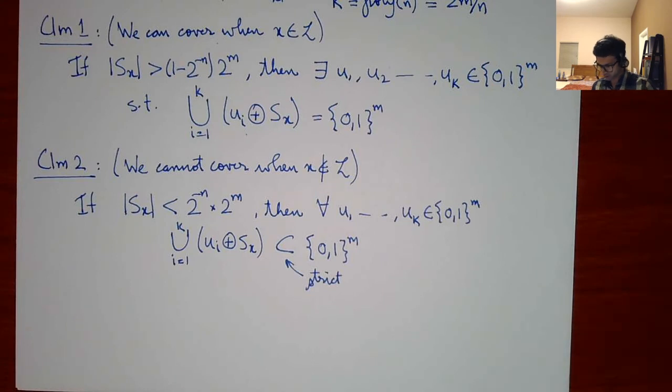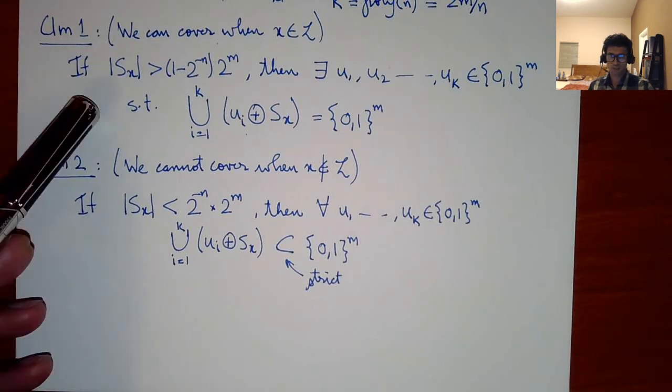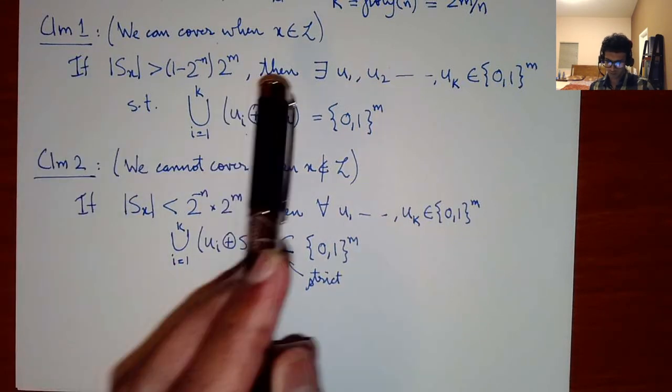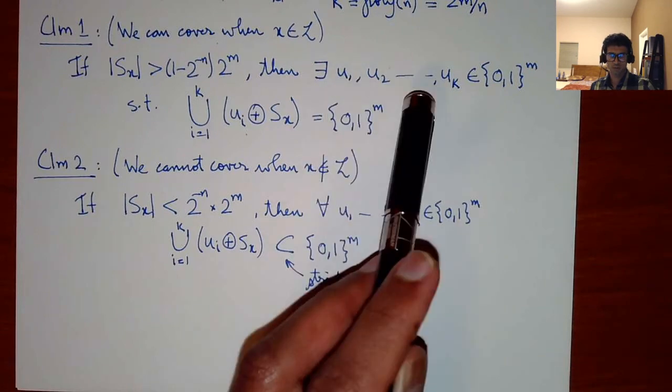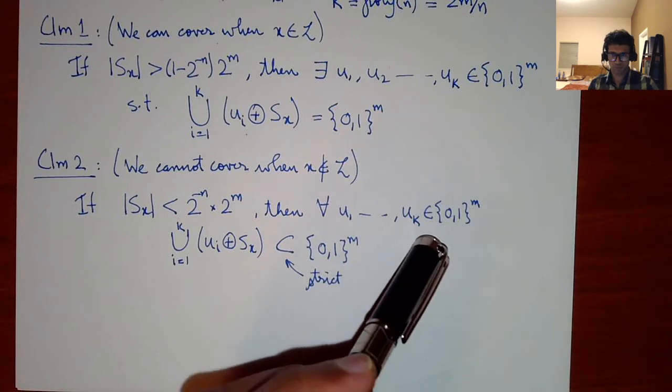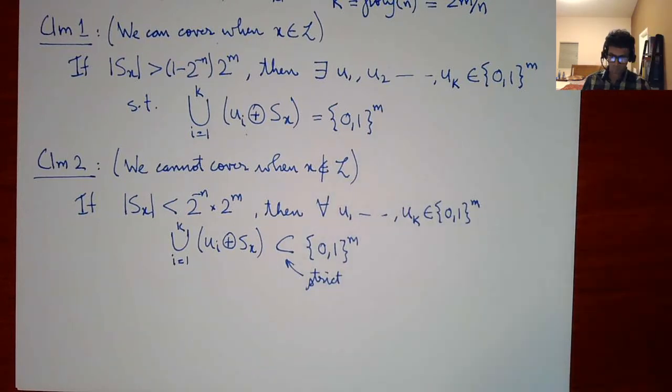Any questions about what these claims are? So this is now helping us distinguish X in L from X not in L, because the condition given in claim 1 is negated in claim 2. Right?